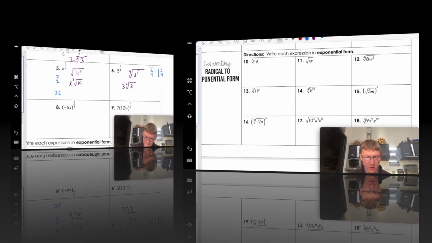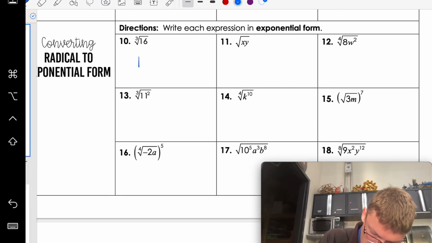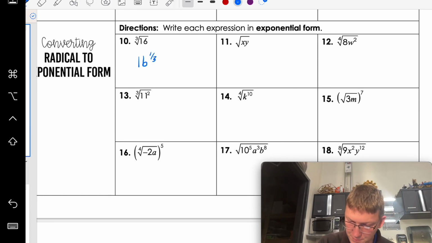So now we're going to start converting from radical to exponential form. So again, this is super helpful for me because later on when we're doing math, it's going to be a lot more helpful to have them in exponential form. So we got cube root of 16. We're just going to rewrite that as 16 raised to the power of 1/3.